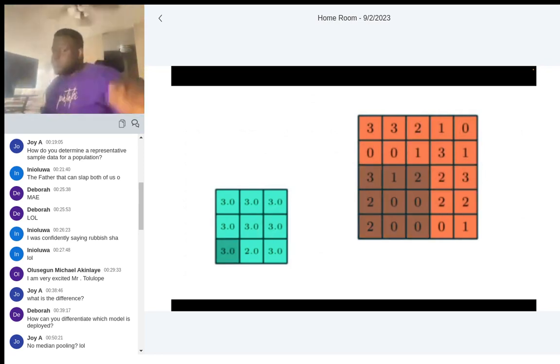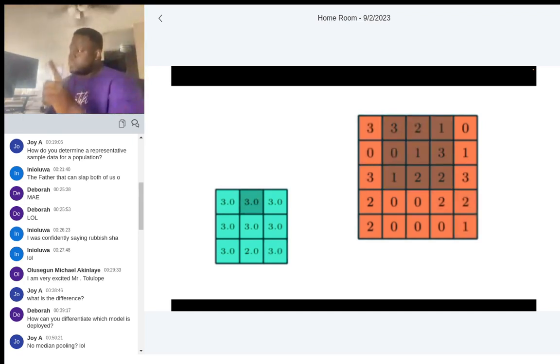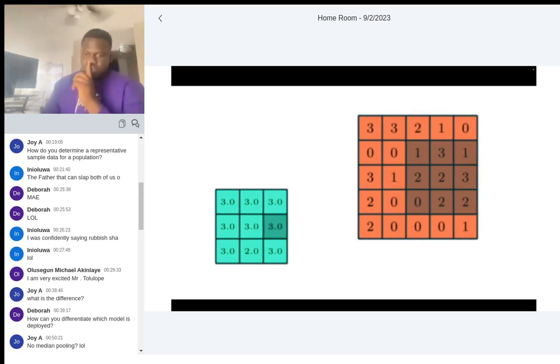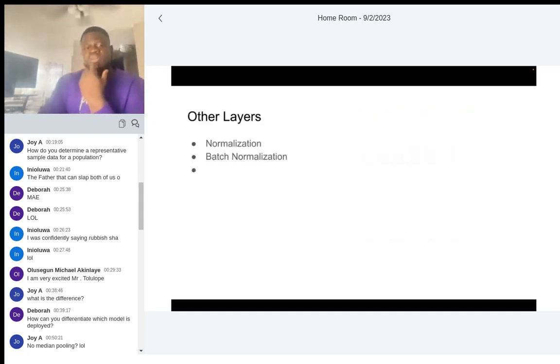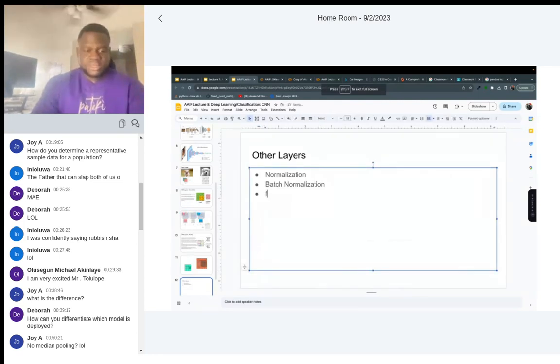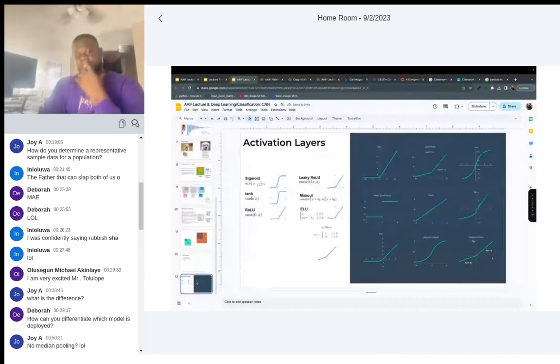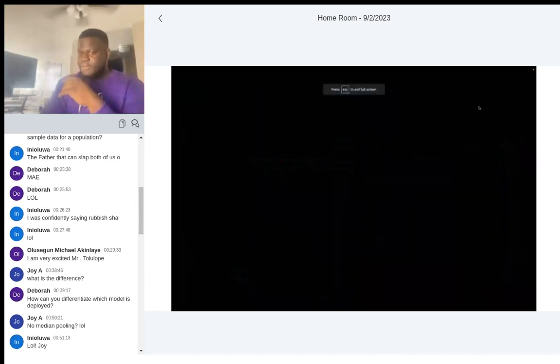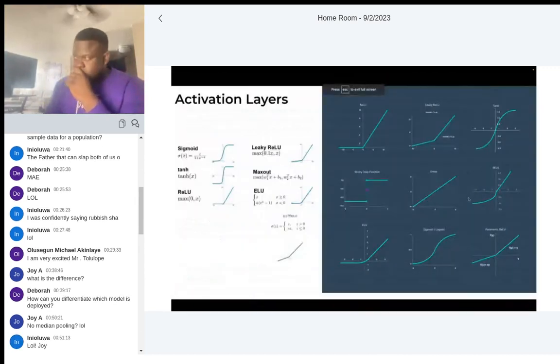If you have a 3x3 window, you just pick off that window, and there's something I did not add to this slide, which I think is important, but let's continue. So now other layers are batch normalization and the flattening layer. Those are other layers. Then we have activation functions.